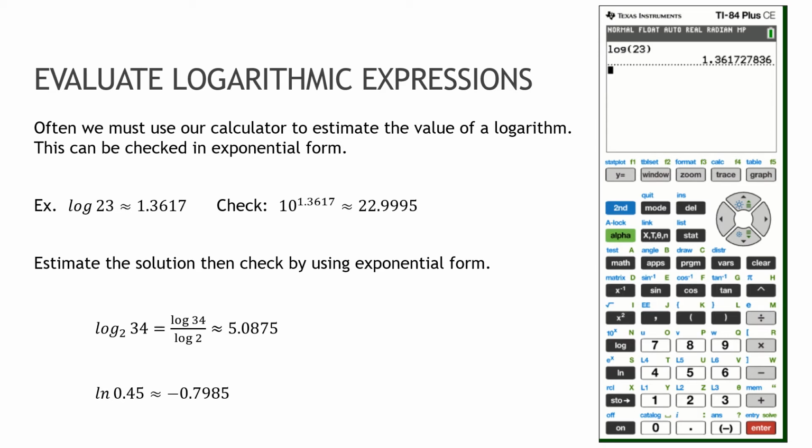Remember that I can always check it with exponential form to make sure I did it right. If I did the swirl method, that would say 10 to the, and then I'm just going to put second answer because I want that whole decimal in there. And notice when I put that answer in there and I take 10 to that power, I do get 23. So I feel good about my answer.